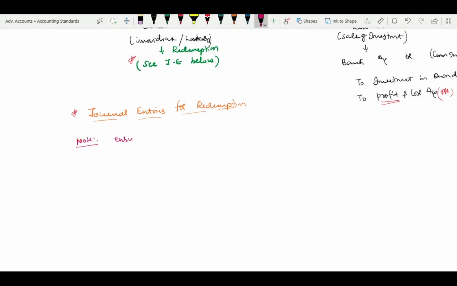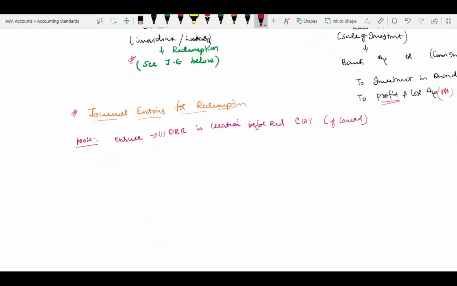Ensure DRR is created before redemption at 10%, if covered. If it is covered with the adequacy of debenture redemption reserve criteria, then they have to ensure this. So this is the first one.